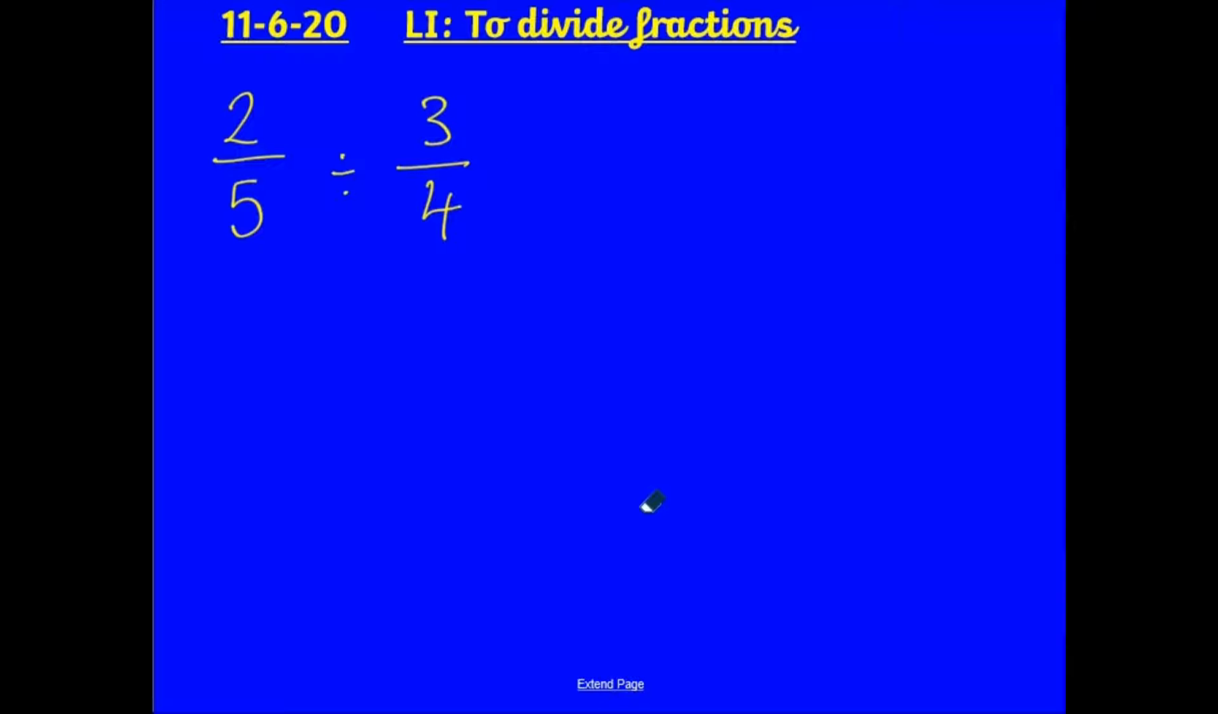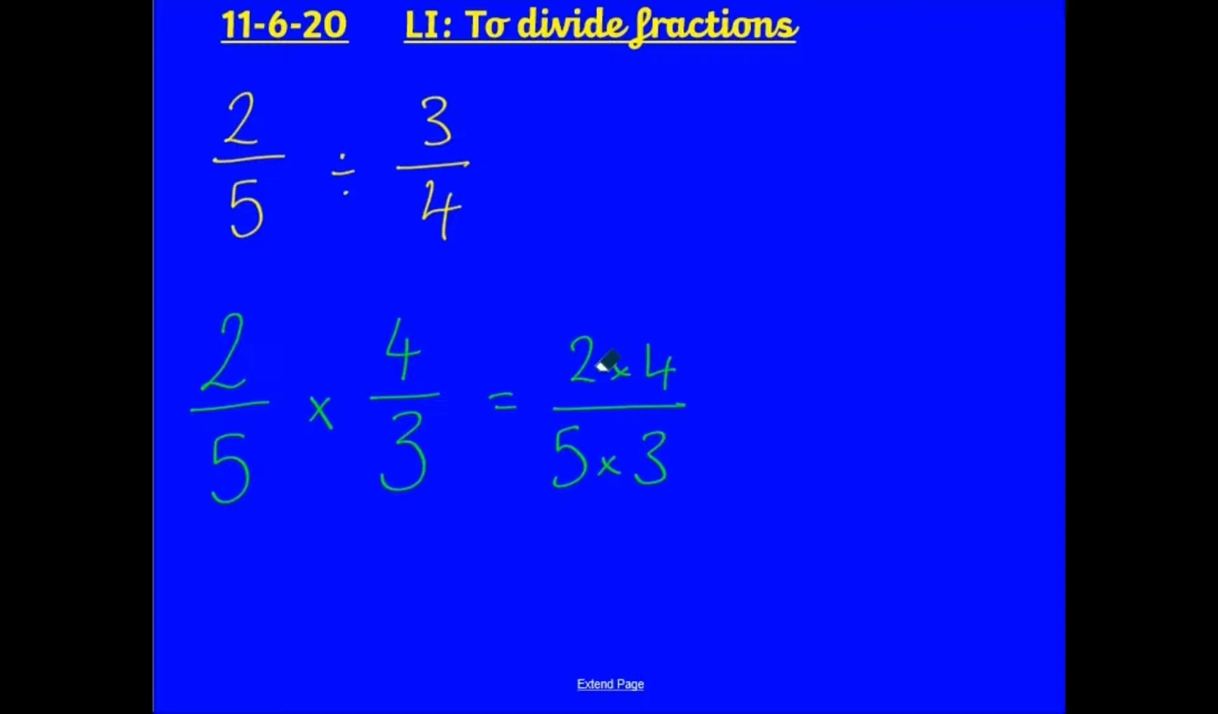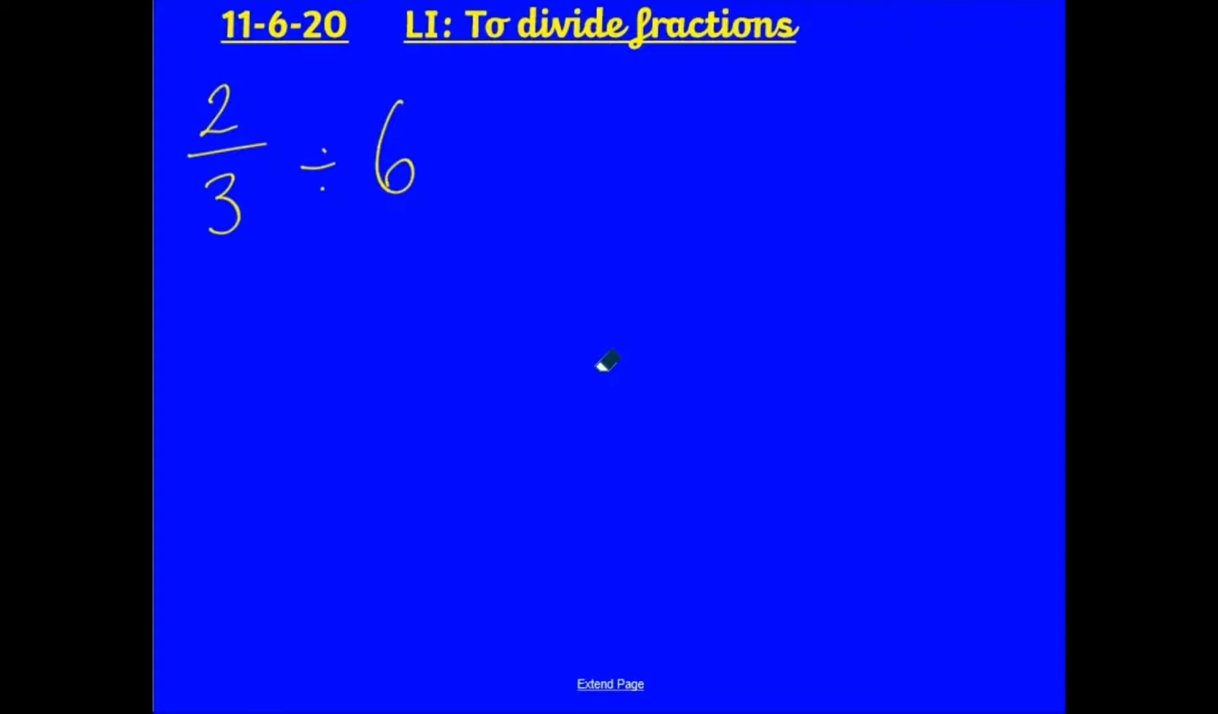Okay, so let's have a look at another problem here. 2/5 divided by 3/4. Again, I'm going to keep that first fraction the exact same. I'm going to change it to multiplication because I'm not going to be multiplying 3/4, I'm multiplying the reciprocal, which is 4/3. Again, notice I've effectively just flipped it upside down. I can then do 2 times 4 over 5 times 3, which is going to equal 8 over 15. And there we go. 2/5 divided by 3/4 is 8/15. Again, cannot be simplified, so I don't need to do any more work there.